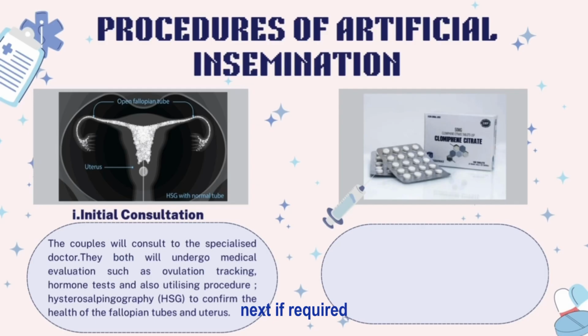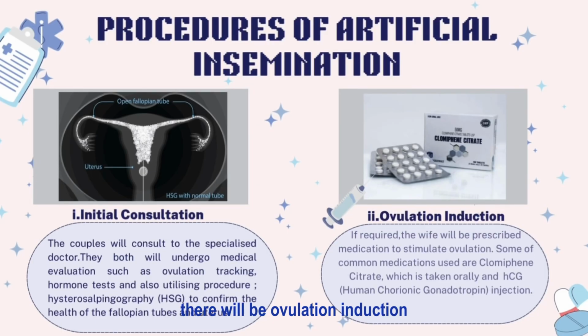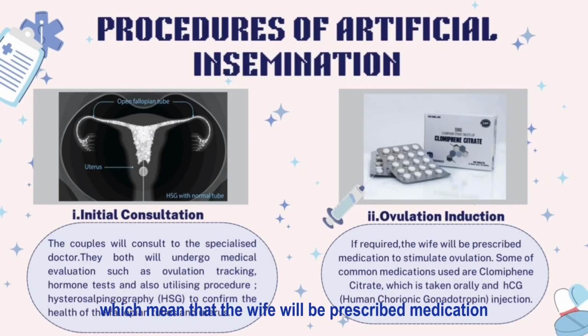Next, if required, there will be ovulation induction, which means that the wife will be prescribed medication to stimulate ovulation. Some of the common medications used are clomiphene citrate, which can help the egg to develop in the ovary by stimulating the body to produce more FSH hormone. The medication is taken orally, while HCG, human chorionic gonadotropin injection, is used to trigger ovulation.